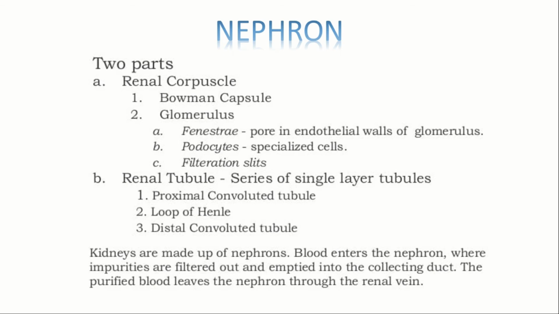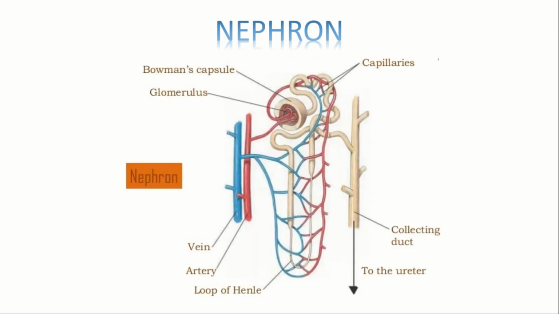Kidneys are made up of nephrons. Blood enters the nephron where impurities are filtered out and emptied into the collecting duct. The purified blood leaves the nephron through the renal vein. So this is the basic structure of the nephron and it is a very important diagram from the exam point of view. So you people have to practice the diagram of a nephron.